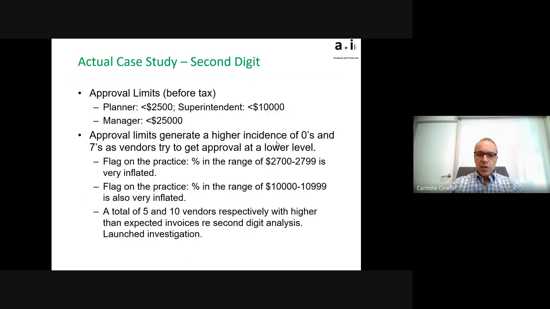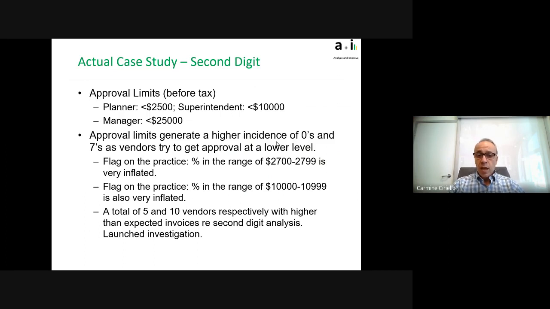So the analysis we did for the client was, in terms of a summary, we were able to spot that we had approval limits for planners, superintendents, and managers. And the problem was at that first level. The planners and superintendents were purposely manipulating the system by encouraging a lot of their vendors to stay within their limits.